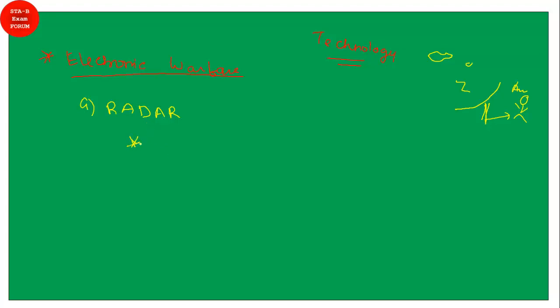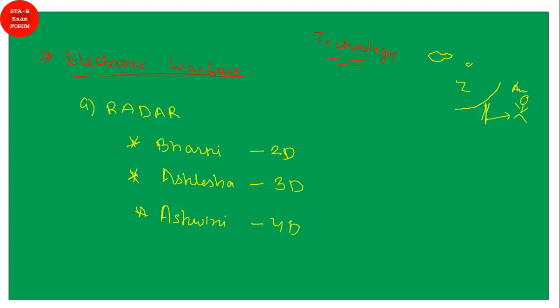The very first and important radar from the competitive exam point of view is Bharani. Okay, the name is Bharani. It is a 2D radar. I will not go into what a 2D radar or 3D radar is. You just remember this name, note it down. Second one is Ashlesha. It is a 3D radar. The next radar is Ashwini. It is a 4D radar. Based on the requirement, the army usually uses these types of radars.